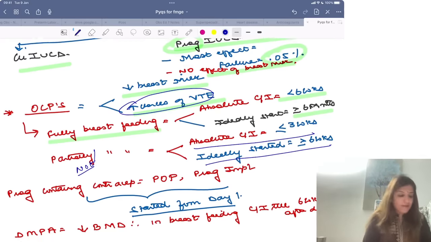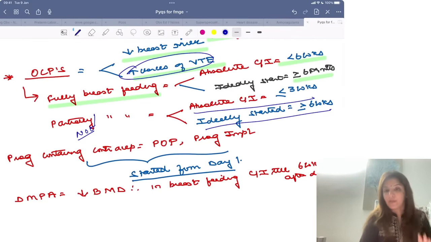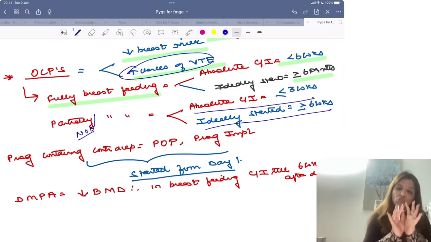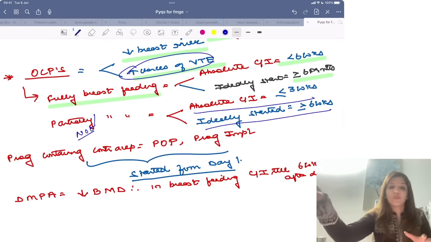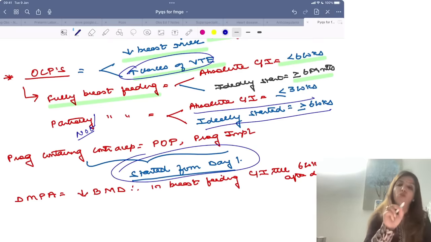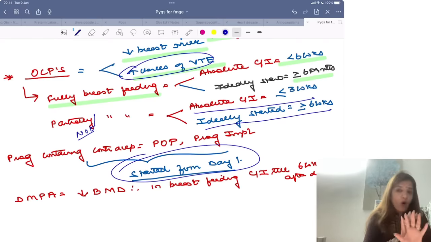Right? Now, when it comes to progesterone containing contraceptives like POPs, like implants, progesterone is not a problem. Progesterone neither decreases breast milk, nor does progesterone cause embolism. Right? So, progesterone containing contraceptives, whether it was POP, whether it is a progesterone implant, you can start from day 1 of delivery. Whether she is breastfeeding or not breastfeeding, hardly matters. In all females after delivery, you can start POPs or progesterone implant from day 1.